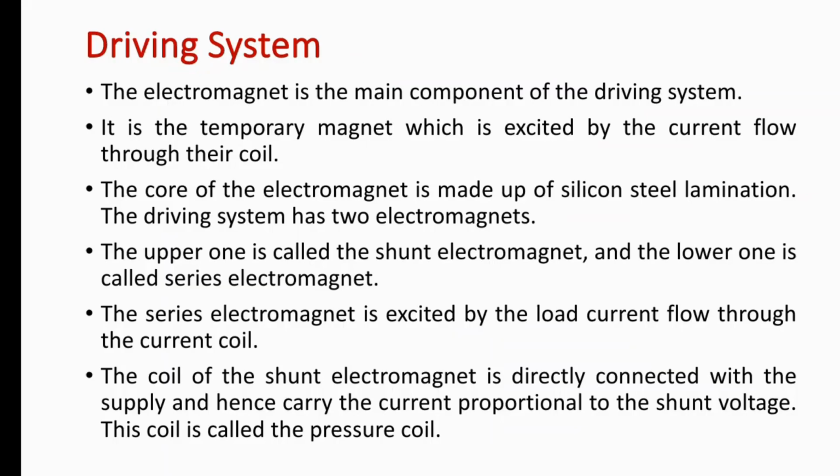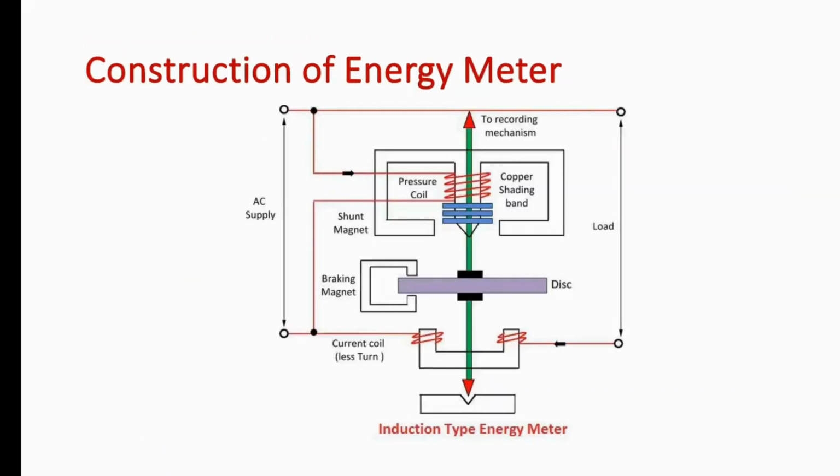The series electromagnet is excited by the load current flowing through the current coil. The coil of the shunt electromagnet is directly connected to the supply and hence carries a current proportional to the shunt voltage. This coil is called the pressure coil. So the upper magnet is the pressure coil, a shunt magnet, and the lower coil is the current coil, a series magnet. This lower current coil is directly connected to your load. It senses how you are utilizing your load, and that data is registered in your disc.